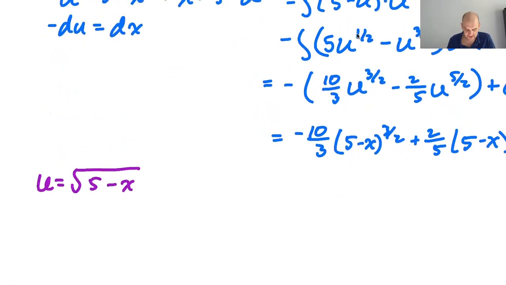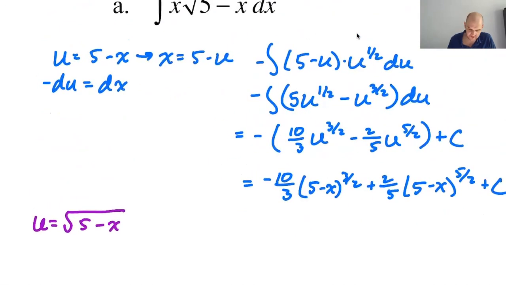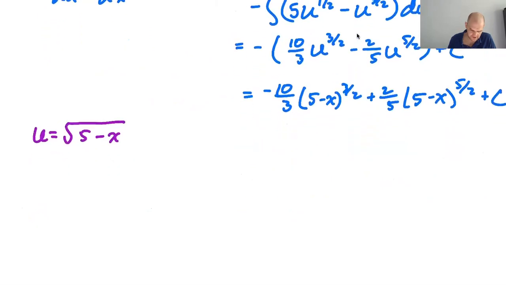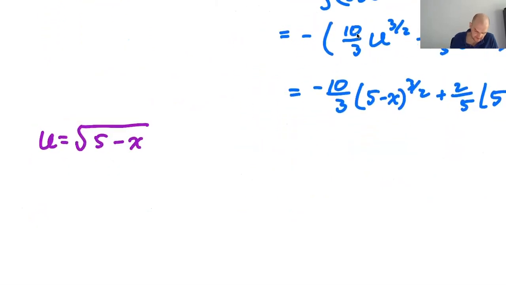So we're going to have to do all the same substitutions. We still need to replace x. So I'm going to solve this thing for x. So I'm going to square both sides. And get u squared is 5 minus x.